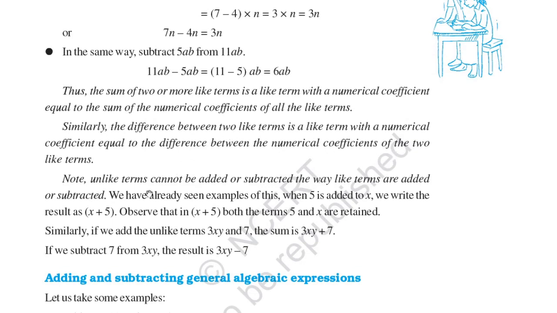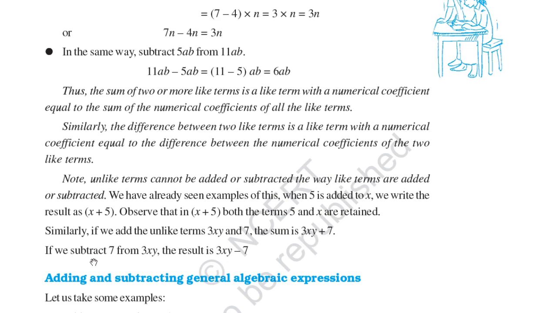Note, unlike terms cannot be added or subtracted the way like terms are added or subtracted. We have already seen examples of this. When 5 is added to x, we write the result as x plus 5. Observe that in x plus 5, both the terms 5 and x are retained. Similarly, if we add the unlike terms 3xy and 7, the sum is 3xy plus 7.